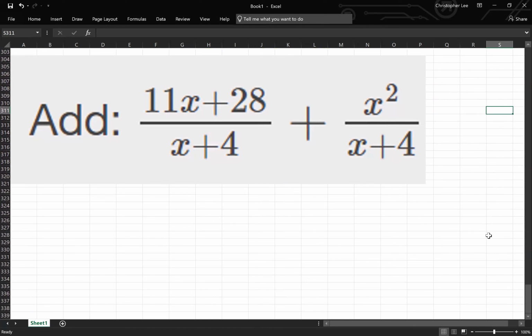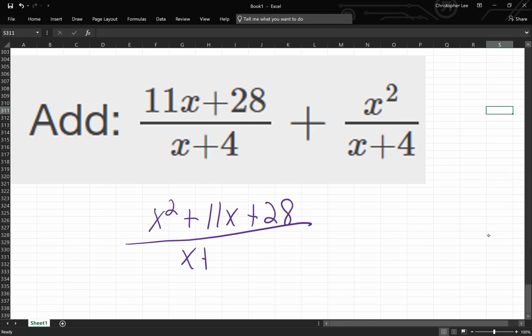I want to add 11x plus 28 over x plus 4 plus x squared over x plus 4. They both have the same denominator, so all we have to do is add the numerators. 11x plus 28 plus x squared comes out to x squared plus 11x plus 28, all divided by x plus 4. That's simple, right? After that, factor the top and cross out like terms if possible.